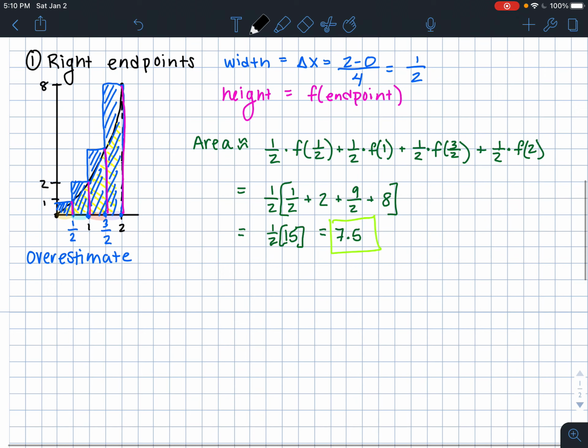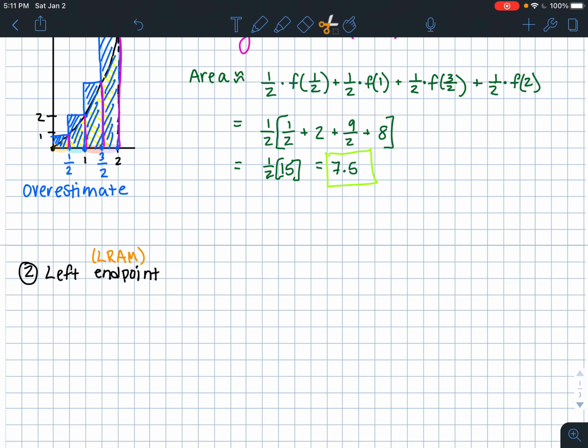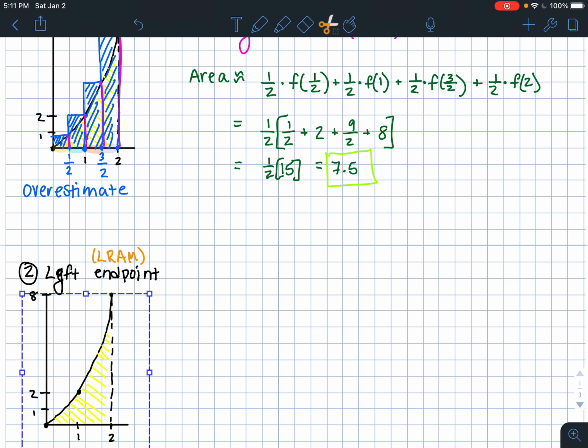So another way that we can use a Riemann sum is you don't have to use the right endpoint. You can, of course, use the left endpoint. I didn't mention this before. You can abbreviate these. So some people, for right endpoints, will call this RRAM, and that stands for right Riemann approximation method. And so they would call the left endpoints LRAM. Not everyone does, so that's why you don't really have to worry about that.